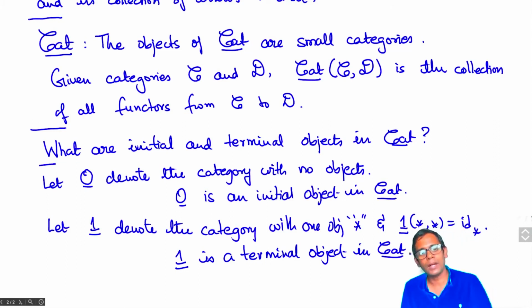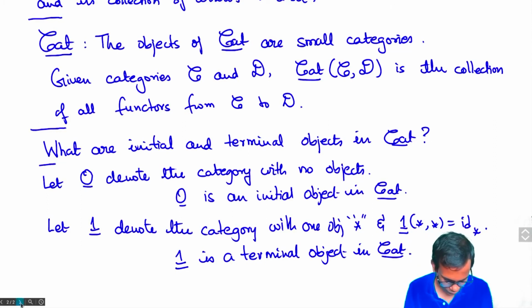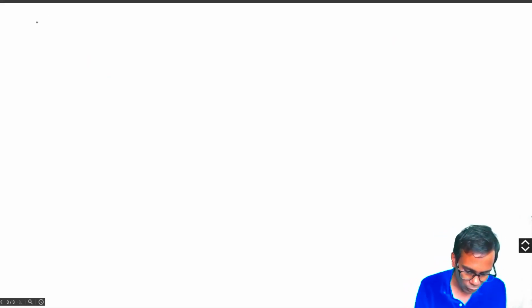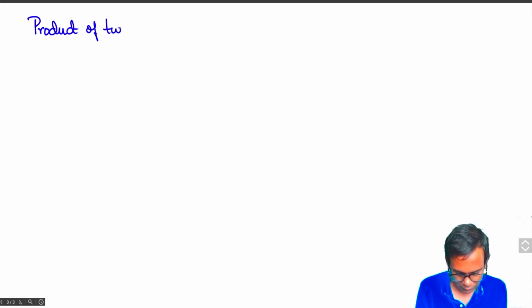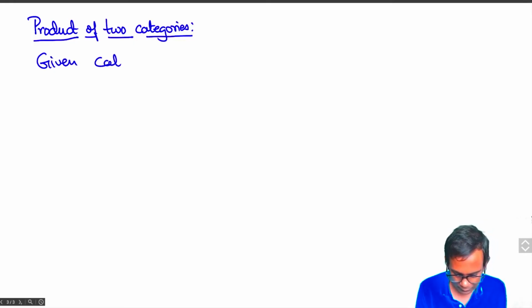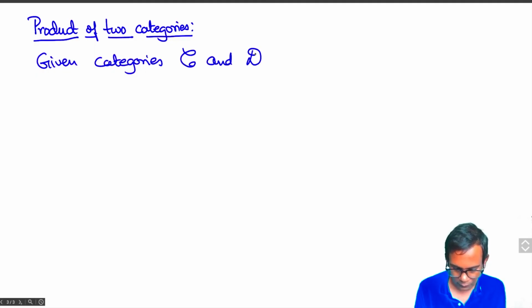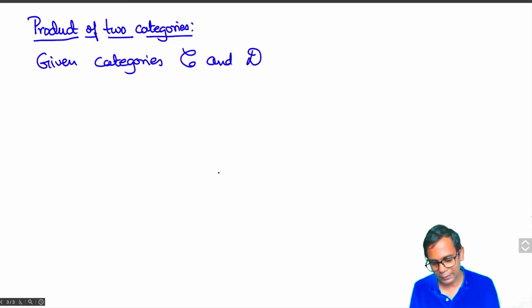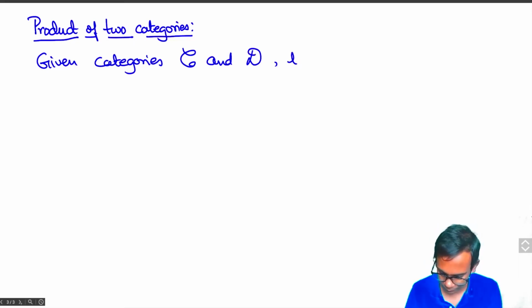And we can also do other universal constructions in the category of categories. Let me give you an example. Let's talk about the product of two categories. So given categories C and D, we'll construct a category called C cross D. Let C cross D denote the category.